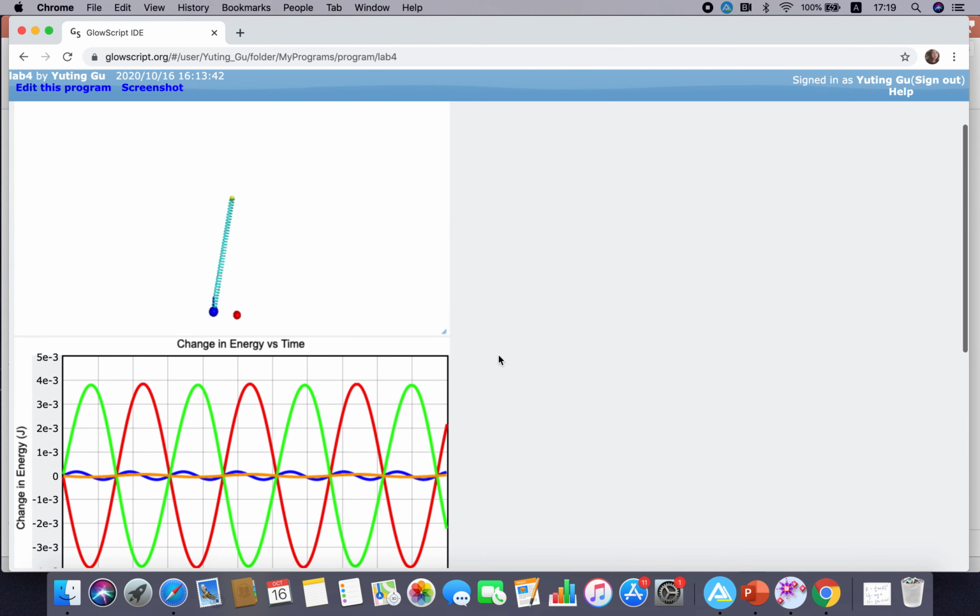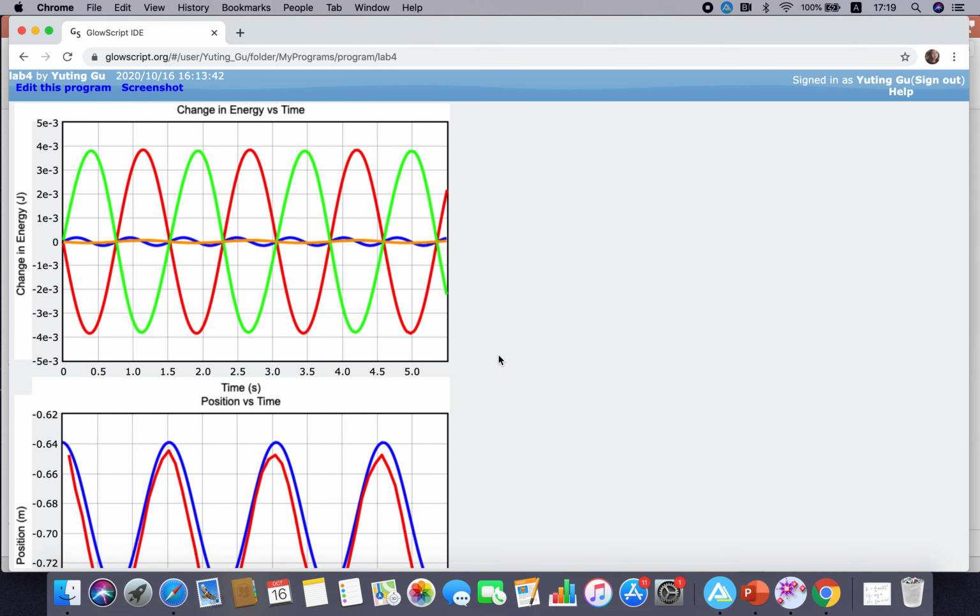When we look at the energy graph, we can see that the changing gravitational potential energy and changing spring potential energy oscillate with the same period. It's the green one and the red one. These changes are about the same size but opposite phase. The delta K, the change in kinetic energy, is both positive and negative. This is the blue one, and it oscillates twice as fast as the changing potential energy. And the orange line is the total energy change, which is equal to 0.